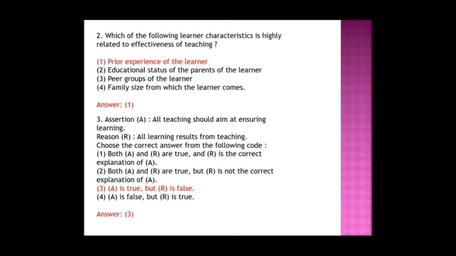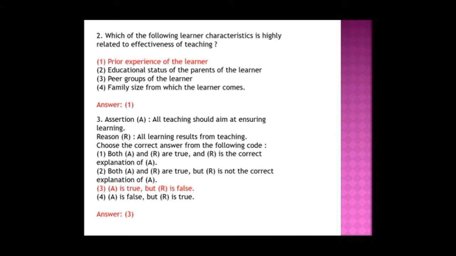And the third question is a reasoning and assertion question. Here assertion A is, all teaching should aim at ensuring learning. And reason R is, all learning results from teaching. And the options are: first, both A and R are true, and R is the correct explanation of A. Second, both A and R are true, but R is not the correct explanation of A. Third, A is true, but R is false. And fourth, A is false, but R is true.